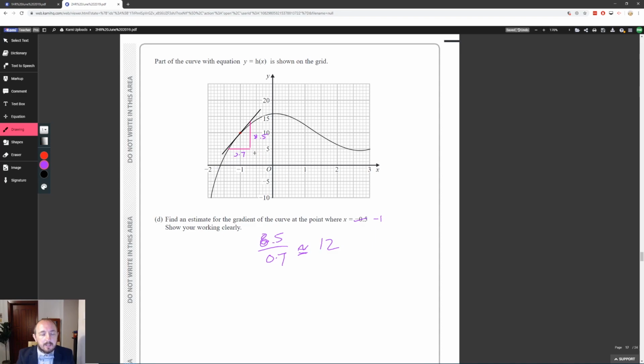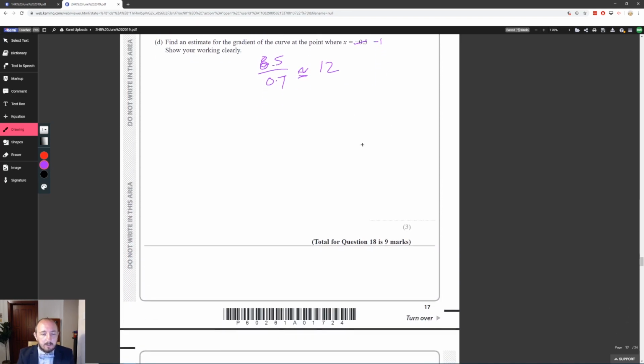Now it seems like that's quite high, but that's because the scale on this is different. So 10 squares is just 1 along the bottom, and 10 squares is worth 10 up the side. So it's quite a steep gradient there.